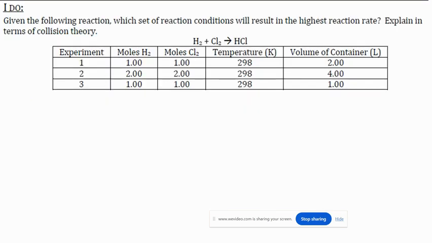All right, so given this reaction, which set of conditions will result in the highest reaction rate? And they want you to explain in terms of kinetic theory.